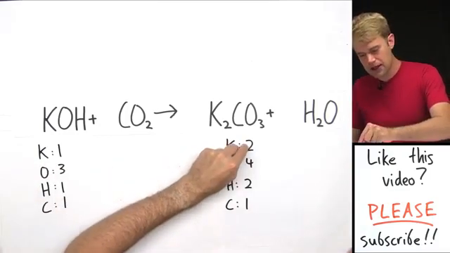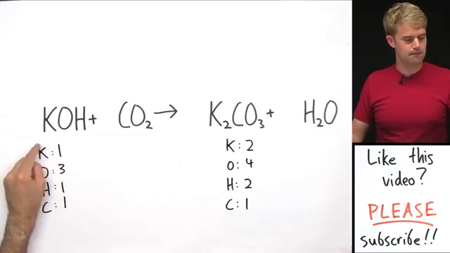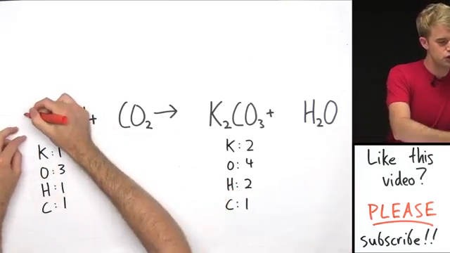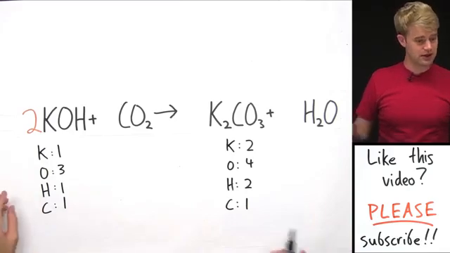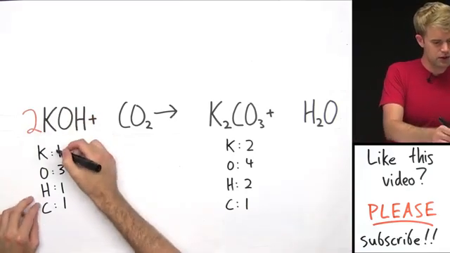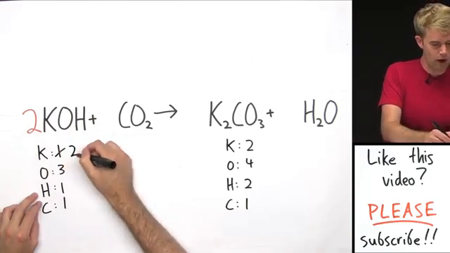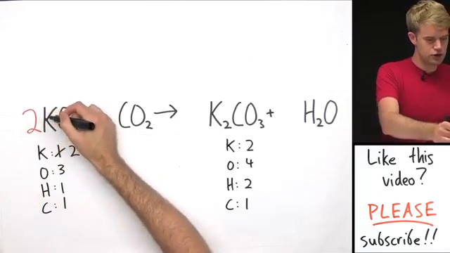I have 2 potassiums here, but I've only got 1 here. So the first thing I'm going to do is put a 2 in front of this KOH, and let's see what that does. The first thing that's going to do is give me 2 instead of 1 potassiums, because I have the 2 times K.